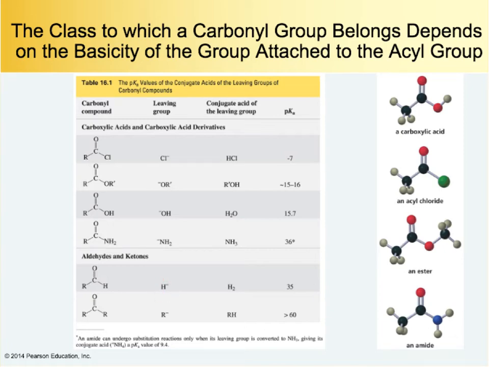If you look down here, H minus and R minus, right? These are horrible leaving groups, right? H minus and R minus are super unstable, right? So those are not very good leaving groups. That's why these don't react in these substitutions.